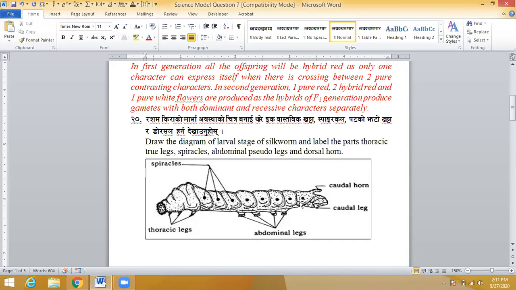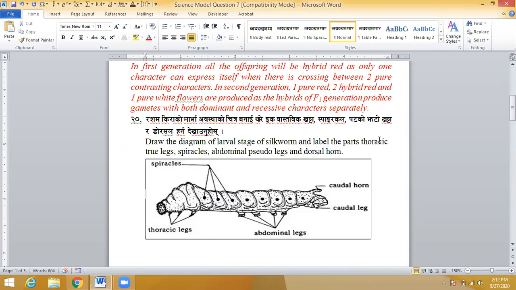Ventral means the chest side. For example, if we talk about our body, our face is ventral, our chest is ventral. But our backbone is dorsal. Dorsal means at the back. So the caudal leg is also the dorsal leg, it is at the back. The caudal horn is also at the back. But in the question, what is asked is that we have to show only the dorsal horn. So saying dorsal horn and saying caudal horn is the same. So you have to show the dorsal horn here, and you don't need to show the caudal leg. So this is extra. So this is the picture.